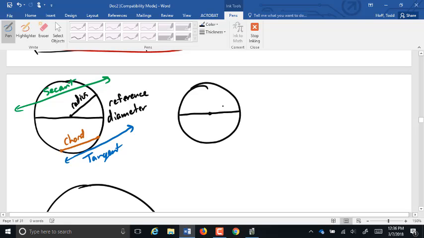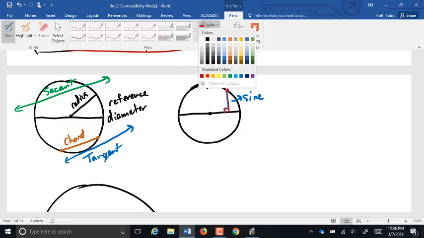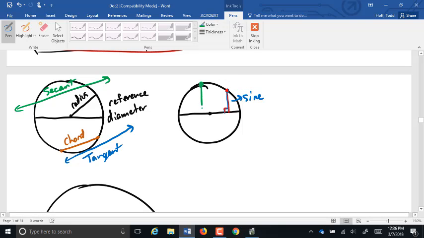involves this reference diameter. If I pick any point on the circle, that point has a value which is called its sine. The sine of a point is the distance from that point to that reference diameter. And remember, distance is always measured at a perpendicular or at a right angle. So that point has that sine, but every point has its own sine. This point would have a different sine. That would be the sine of that point. And this point has a different sine. So the distance from that point to the reference diameter is the sine.